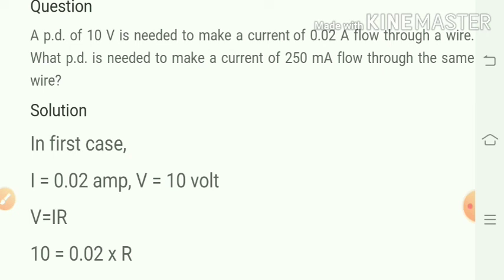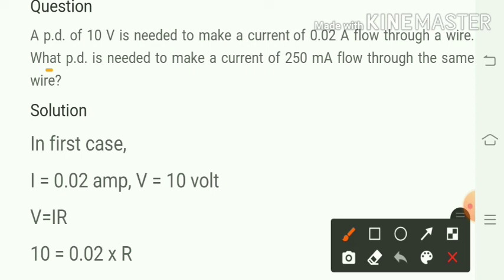Now we will see another question. A PD, that is potential difference, of 10 volt is needed to make a current of 0.02 ampere flow through a wire. What potential difference is needed to make a current of 250 milliampere flow through the same wire?